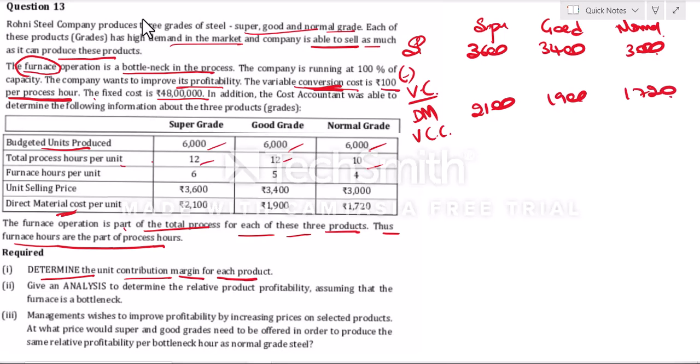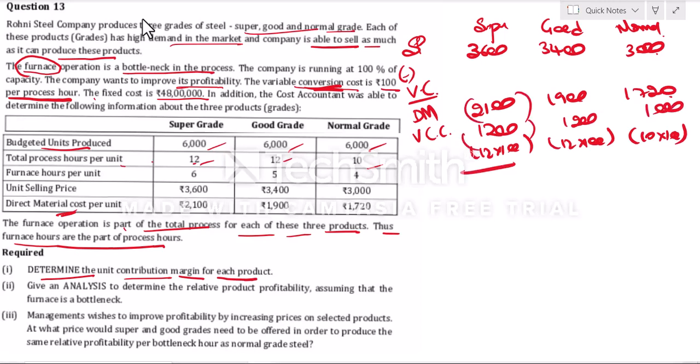Now variable conversion cost is 100 per process hour. How many process hours do we have? 12, 12, 10. So 12 into 100, 12 into 100, 10 into 100. Then what is the answer here? 1200, 1200 and 1000. So subtract both of these to get the contribution.